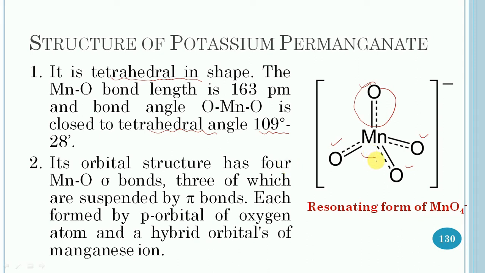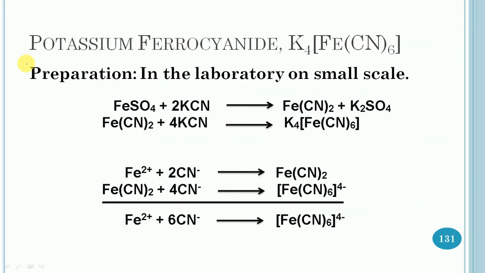resonating form. The next transition metal compound is potassium ferrocyanide. It has this formula.